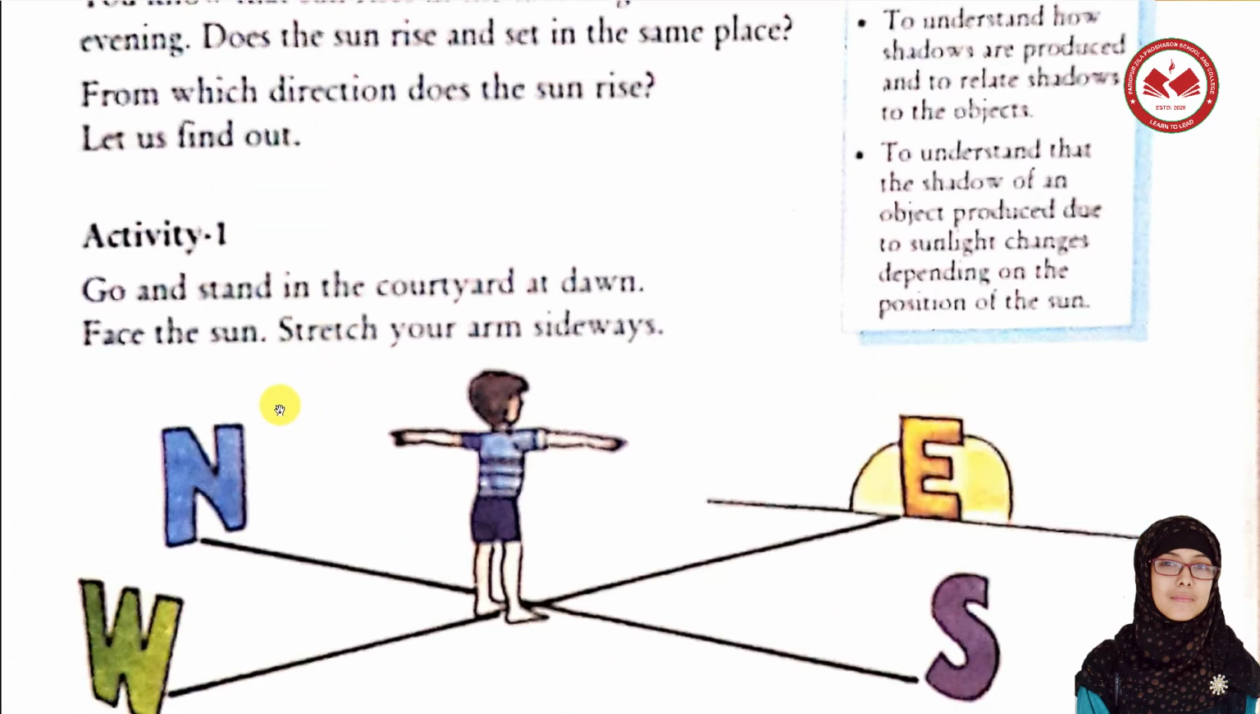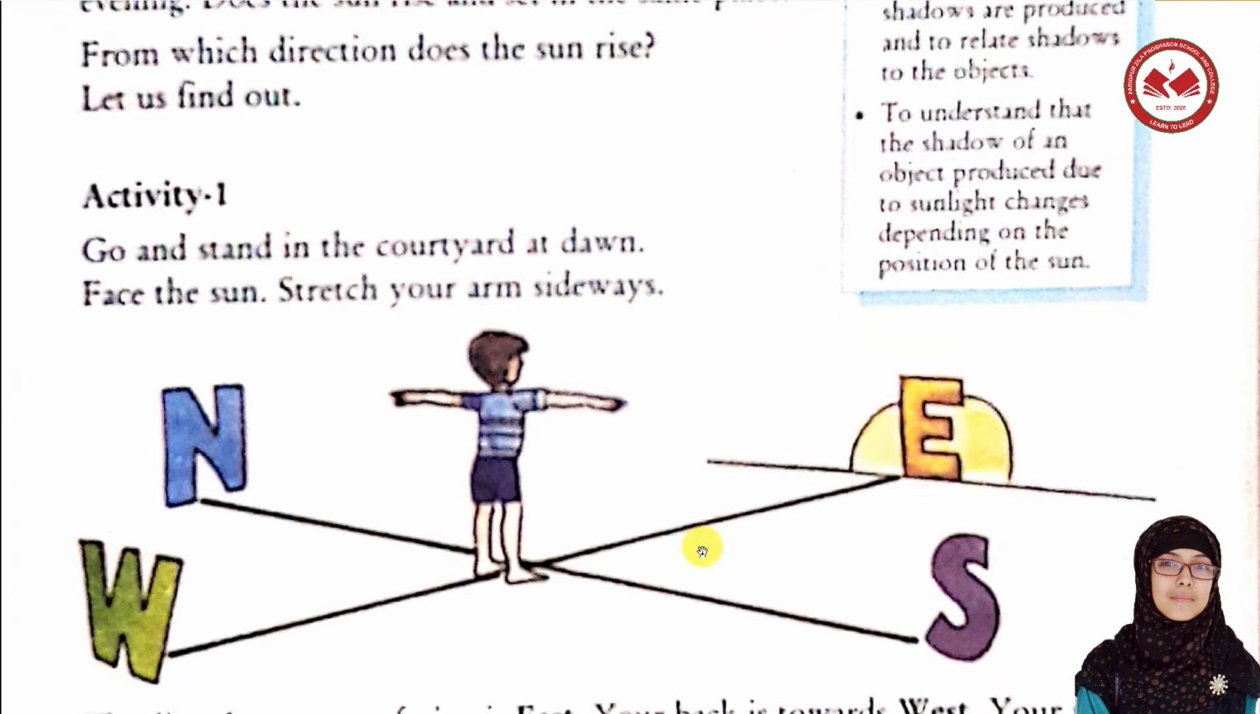Here you can see a picture of a boy in 4 directions here. E, W, N, S. So the word E refers to east, W refers to west, N refers to north, S refers to, yes, south. East, west, north, south, or you can say north, south, east, west.